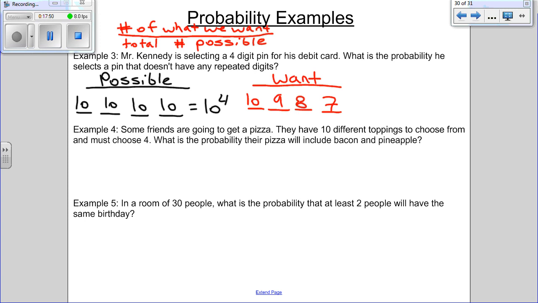So when you see probability, you're going to have to calculate 2 things: what you want and what's possible. And then link the 2 things together. So the probability of this happening is 5,040 divided by 10 to the power of 4. And if you put that in your calculator, you should get 0.0504. I think that's correct. Yeah, it should be 0.504. There's 1 too many 10s.